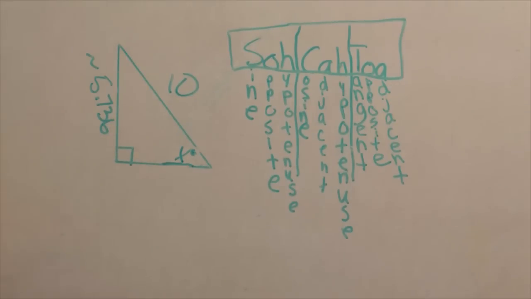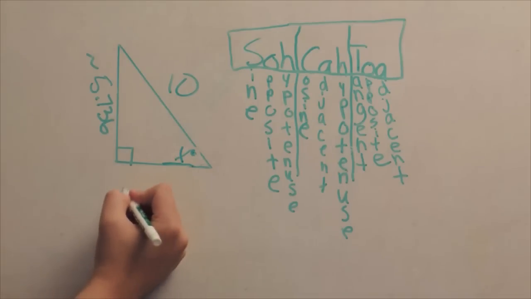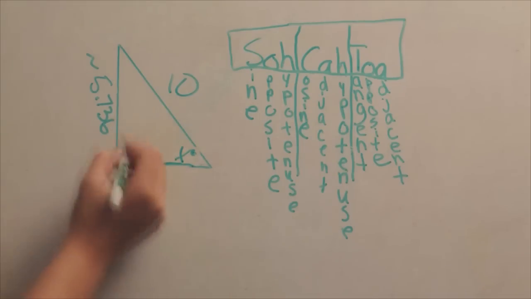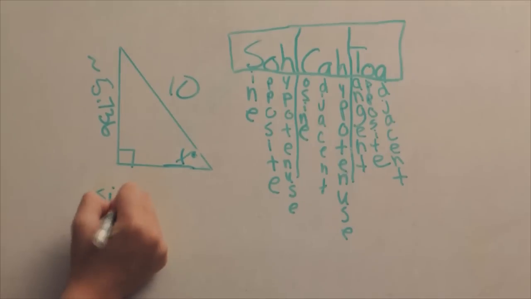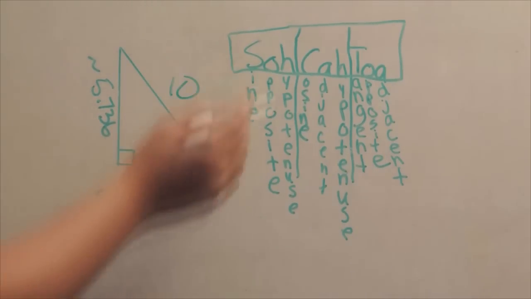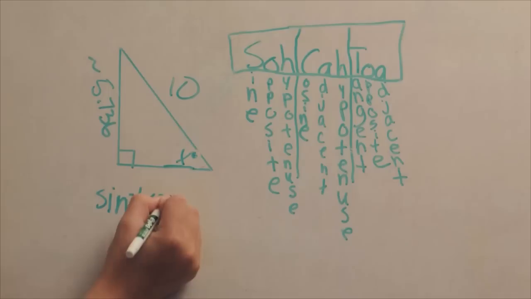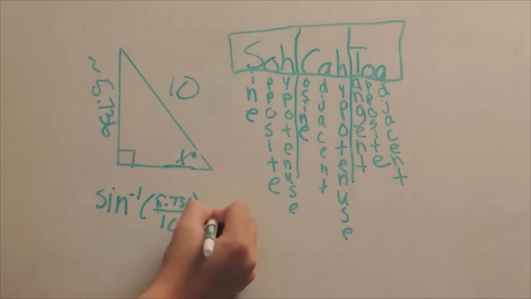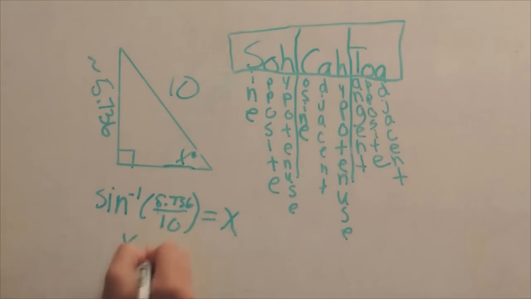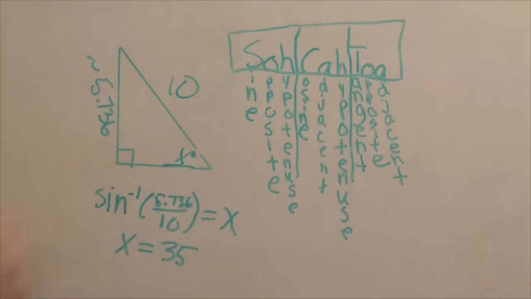You can also use these trig functions to find unknown angles by using the inverse sine, cosine, or tangent of the values you have. For this example, you have the hypotenuse and the opposite side of the unknown angle, so you would use inverse sine. So you can do inverse sine of the opposite over hypotenuse, or 5.736 over 10 equals x. If you do this on a calculator, you get 35 for x.